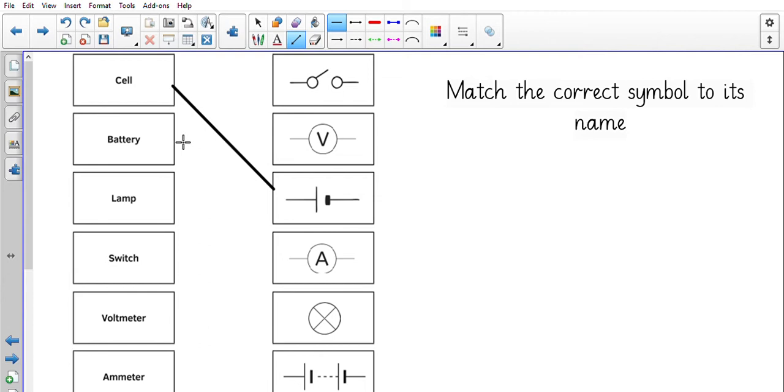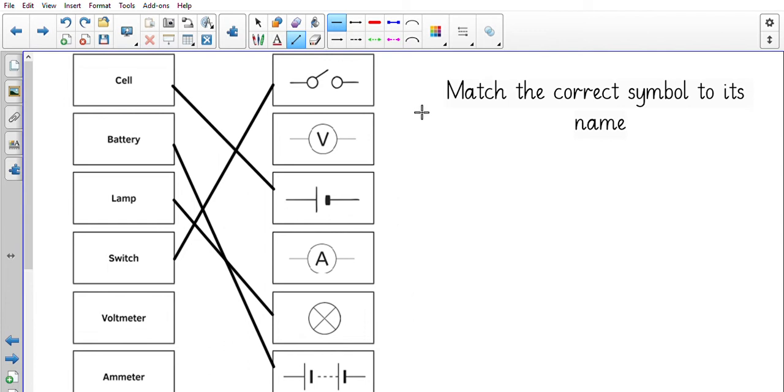So the battery, like I said, looks like the cell, but it's got two parts. The lamp, I remember, is a circle with a cross through it. Remember, it can look slightly different as well. The switch, so on this one we've just got one, but this one we can see is an open switch. We can see it's open here. So if this was within a circuit, all this open switch does is stops the electrical current. Once the switch is closed, the circuit will then work again.